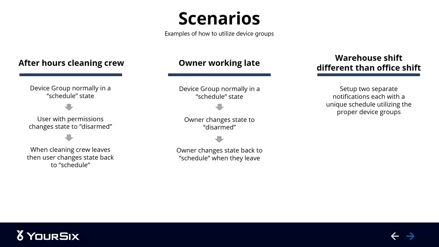which would then send notifications based on the schedule setup. The second example, let's say the owner of a company is working late, so he changes the state from schedule to disarm. Then when he leaves, he changes it back to schedule.